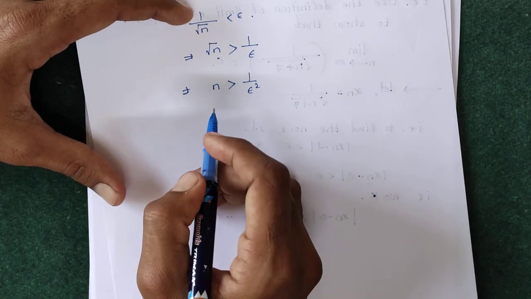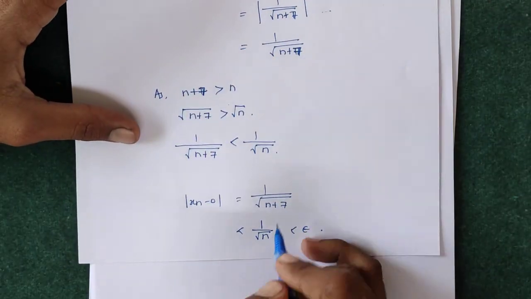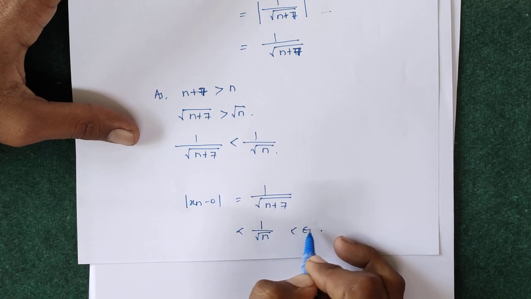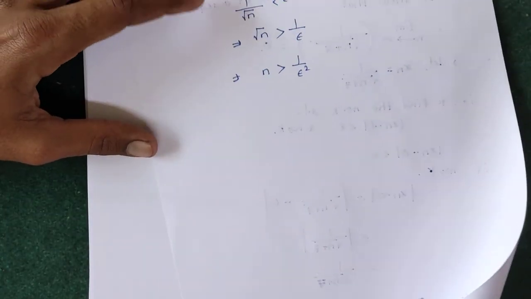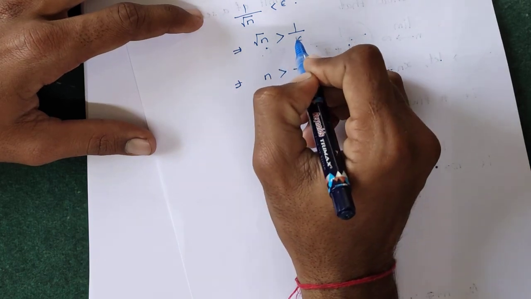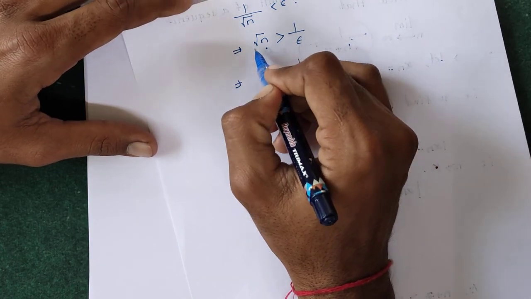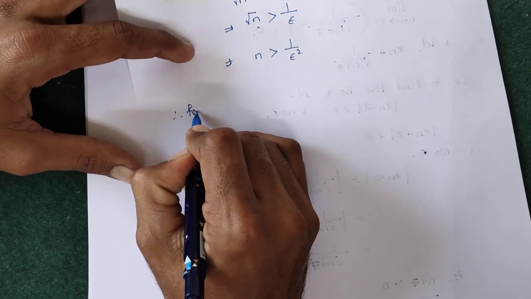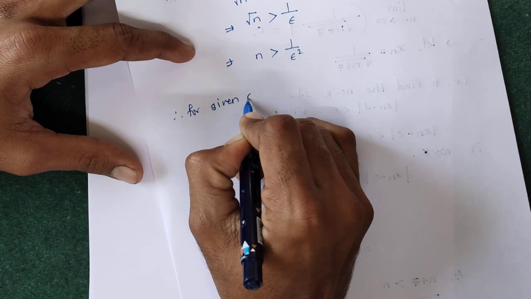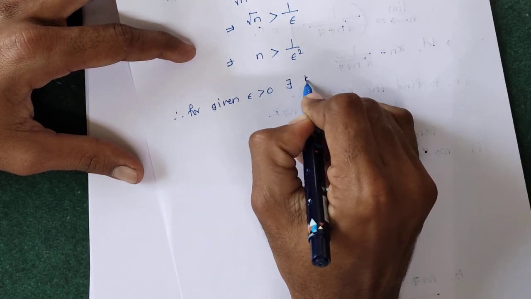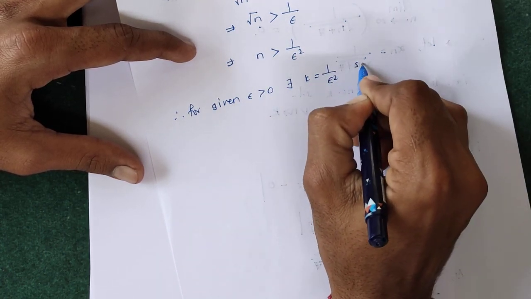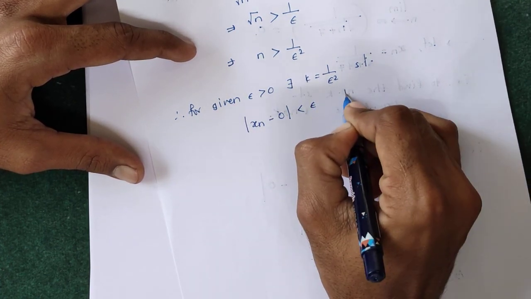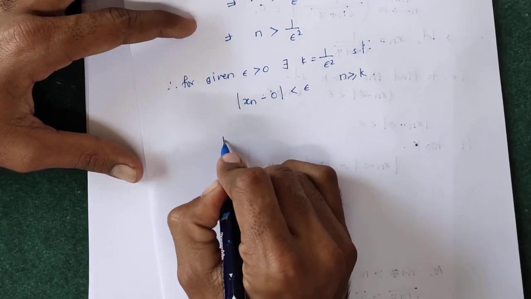Now we have to find the value of n greater than k. Here 1 upon square root of n is less than epsilon, which implies square root of n is greater than 1 upon epsilon. Now if we square both sides, we get n is greater than 1 upon epsilon square. Therefore, for given positive epsilon, there exists k equal to 1 upon epsilon square such that mod of xn minus 0 is less than epsilon for all n greater than or equal to this k.